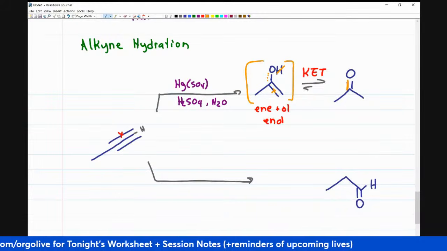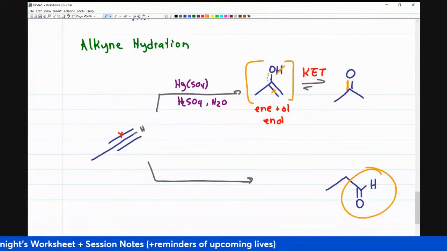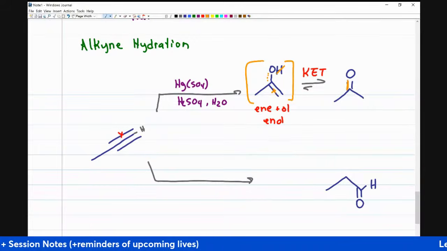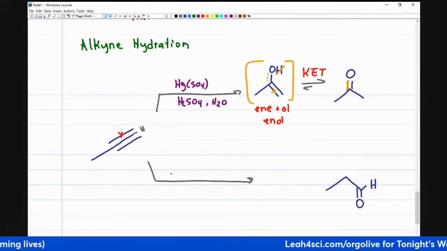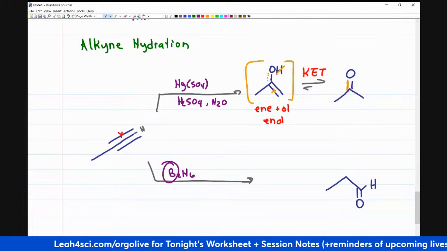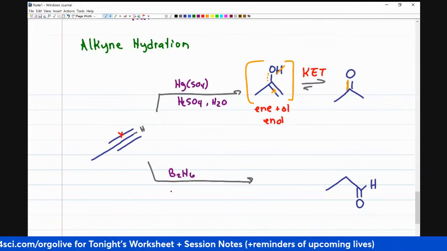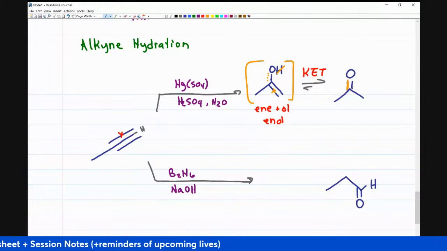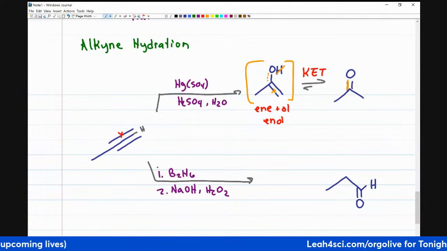For the second one, if I want to get it terminal, I'm going to use a form of hydroboration. For alkynes, you tend not to see BH3. So for example, B2H6 is just another form of hydroboration. It's 2 BH3s put together. And then you'll see NaOH, H2O2. That's step 1, that's step 2. And this is typically enough for what your professors want to see.